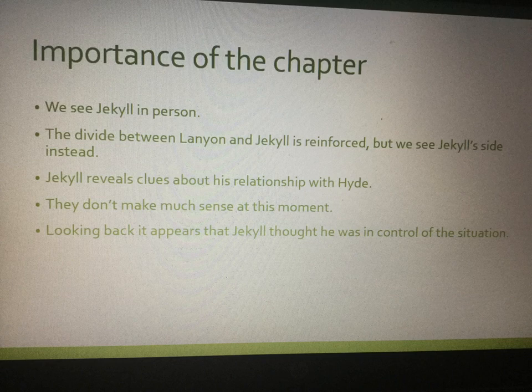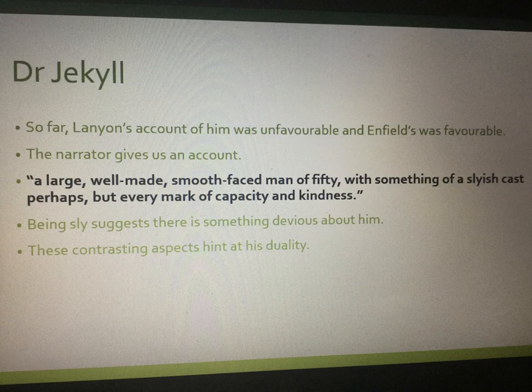Dr. Jekyll. So far we've had two accounts of him: Lanyon's account was unfavourable and Enfield's was favourable. Now we get the narrator's account. Quote, "a large, well-made, smooth-faced man of fifty, with something of a slyish cast, perhaps, but every mark of capacity and kindness." Now, this description suggests he is sly, and that suggests there's something devious about him, and therefore we get this hint of his duality and the contrasting aspects of his personality.